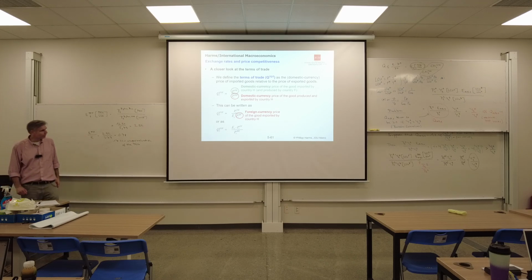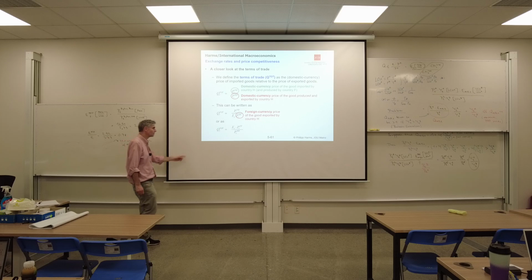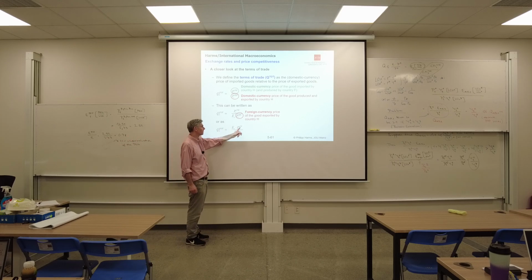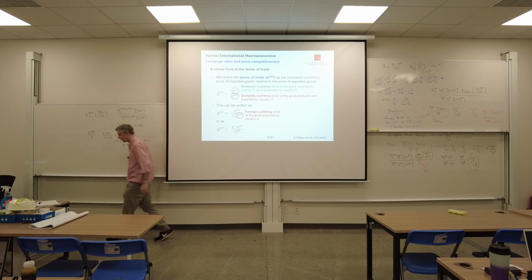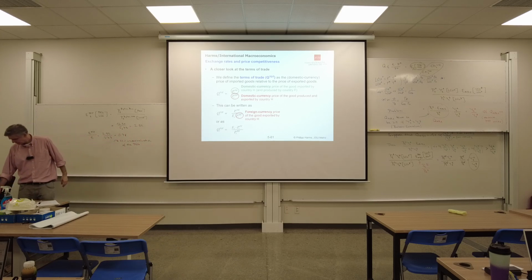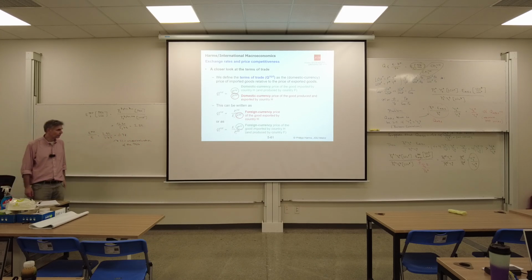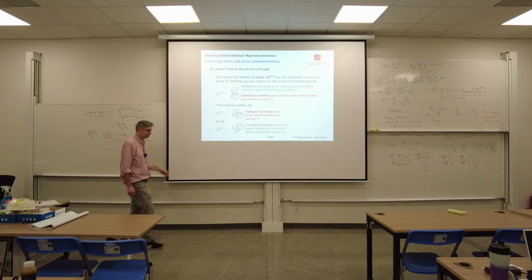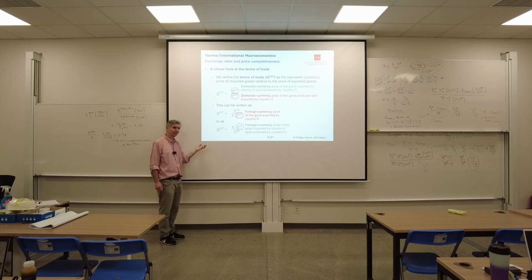Or we may write this as Q tot. So this is the foreign currency price of the imported good, and this is the domestic currency price of the exported good. And we turn that foreign currency price into domestic currency. Now, what the heck is this good for?